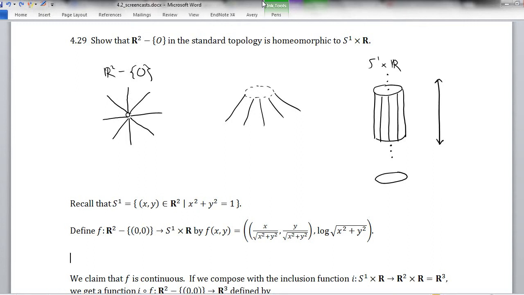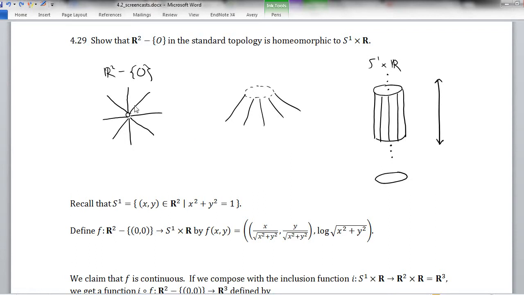Exercise 4.29. Show that R2 minus the origin in the standard topology is homeomorphic to S1 times R. Circle times the line. Okay, well, before we try and actually write down a homeomorphism or function between these two, let's try and understand why these are basically the same shape.